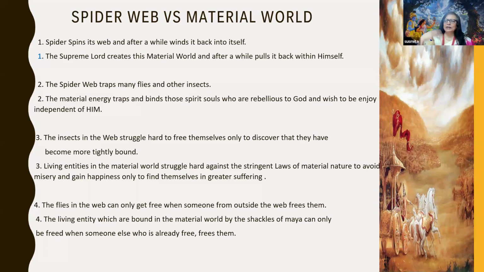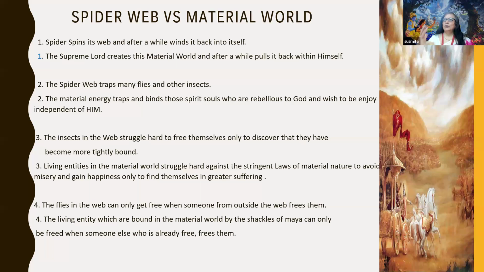Similarly, the material world: Krishna creates the material world and at the end it gets retracted. Now, the spider web, what does it do? It traps flies and other insects. Similarly, the material world, what does it do? It attracts the souls towards itself. And who gets attracted there? The people who want to run away from God get attracted to the material world.